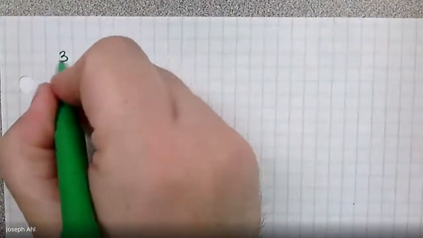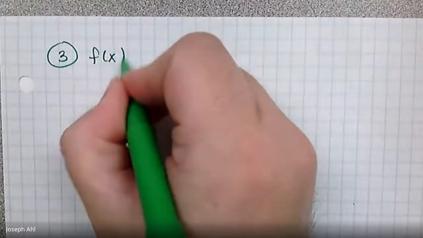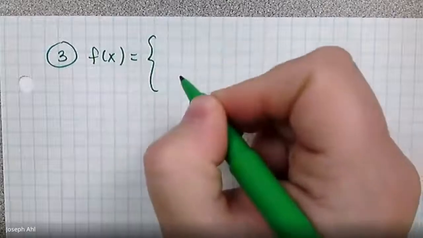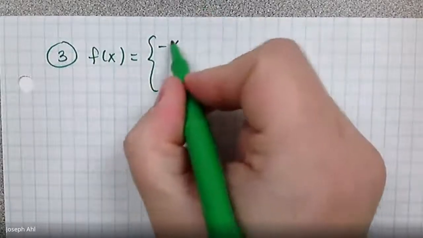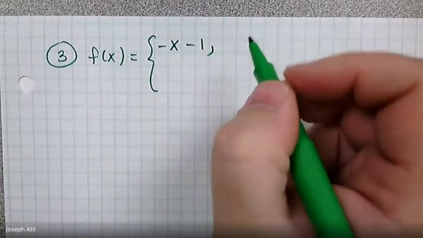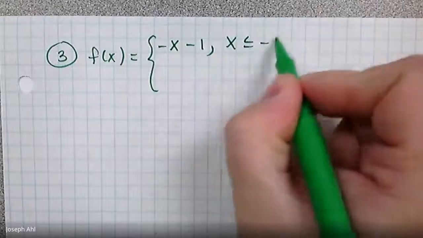All right, so as normal, I think now's a good time for you to try one on your own. I'm going to give you 3 pieces for this next one though. If you're a little confused, you can certainly wait for me to go over it, but I would recommend giving this a shot and seeing how far you can get with -x minus 1, when x is less than or equal to -1.